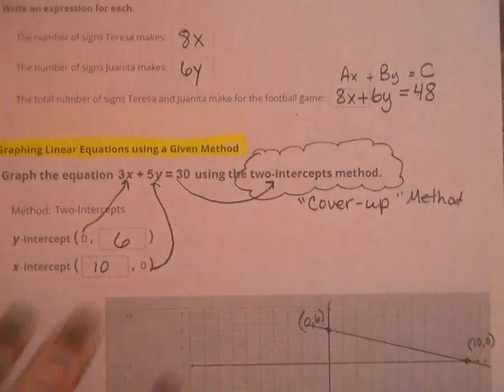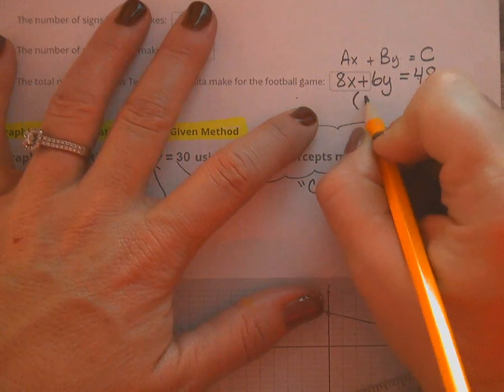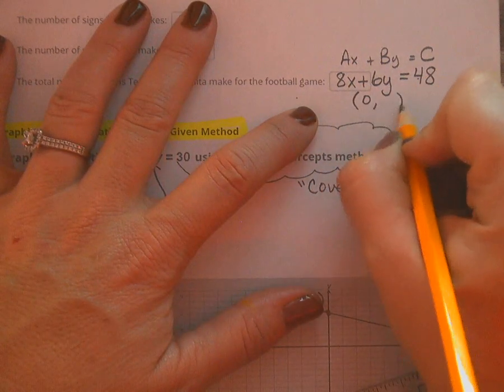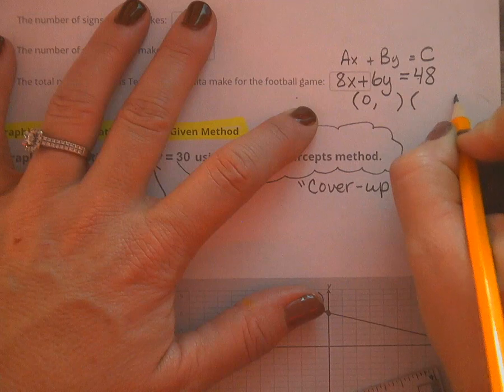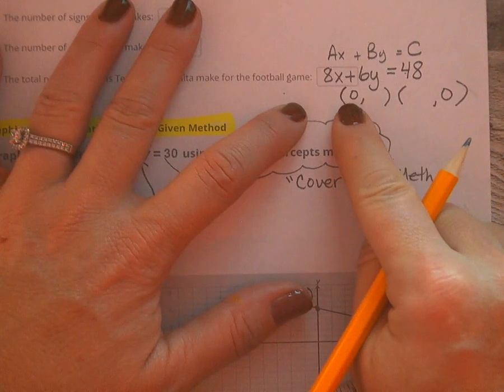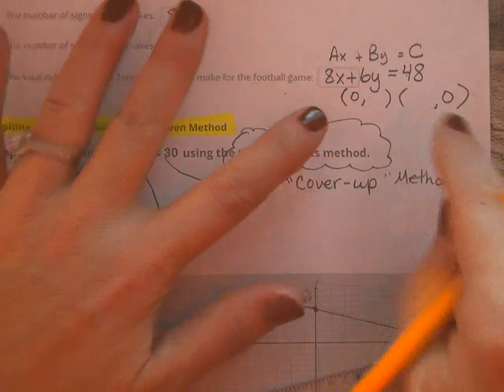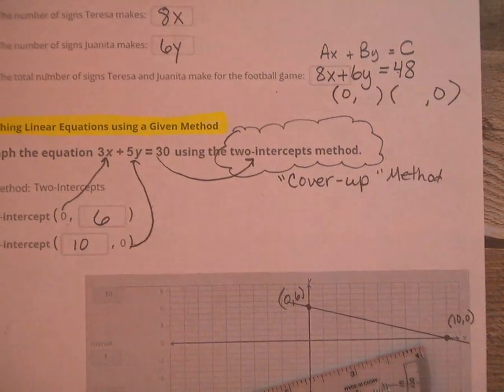Okay, so let's go back to this problem right here. Can you guys find both of the intercepts? So when x is 0, find what y is, and when y is 0, find what x is. And I'll give you a few minutes to do that.